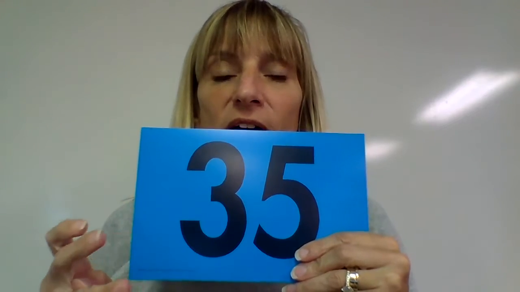53 gets rounded to 50. 35, remember our rule with 5. I think this was on your test too. Whenever there is a 5 in the one spot, we always round up, okay? So you would round 35 to 40.